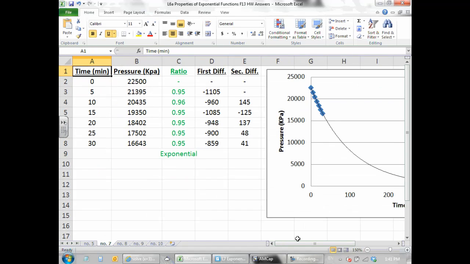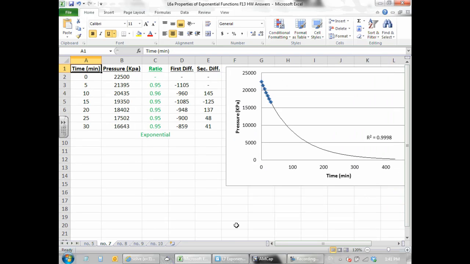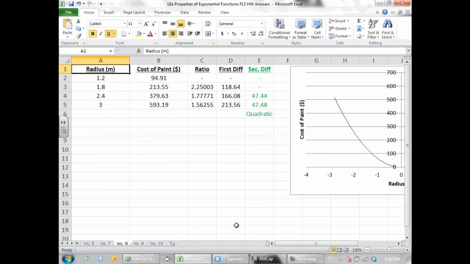You're also asked to do number 7. In number 7, there was a situation where time for x was looked at against pressure. And I did my ratio, first difference and second difference. I graphed it as well, and this is screaming exponential. Look at the graph. It shoots down really fast. The ratio is all worked out. That was exponential. When I did number 8, it was the same thing. Same approach.